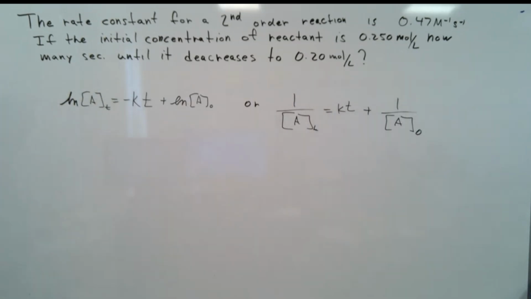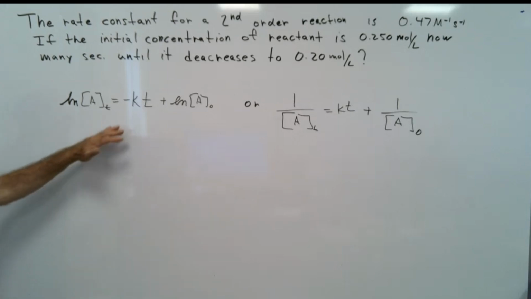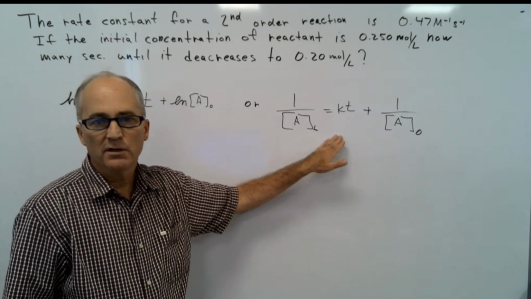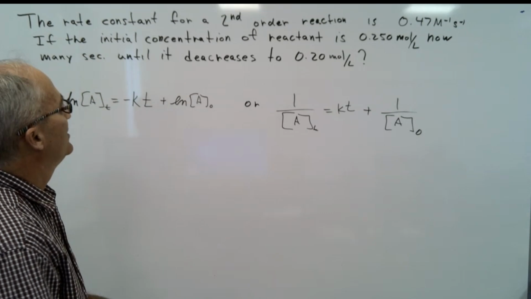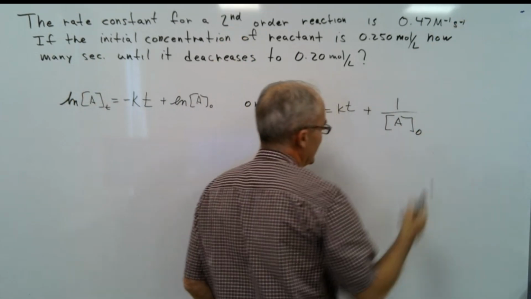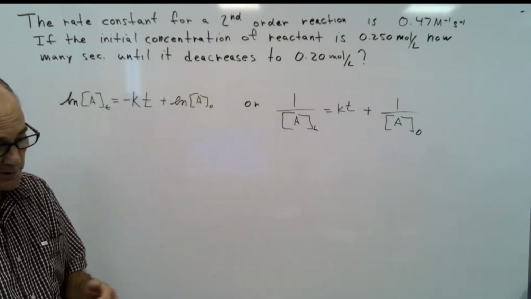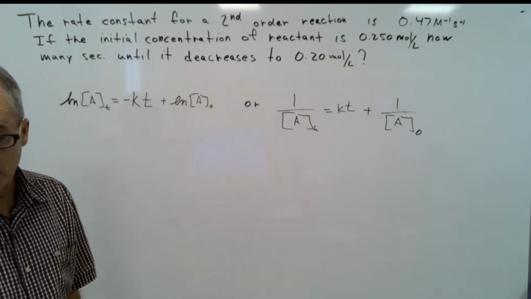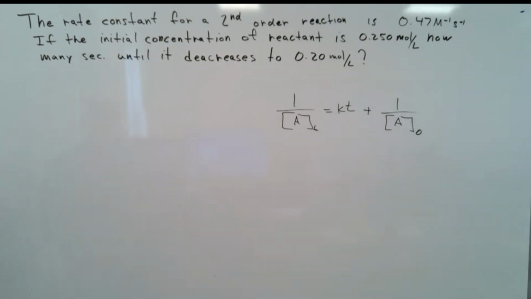So there's our two equations. We want to know which one to use. This one is for first order. This one here is for second order. So we're told second order here, and you want to be able to recognize second order units of the rate constant. So it says how long until it reaches a certain concentration.